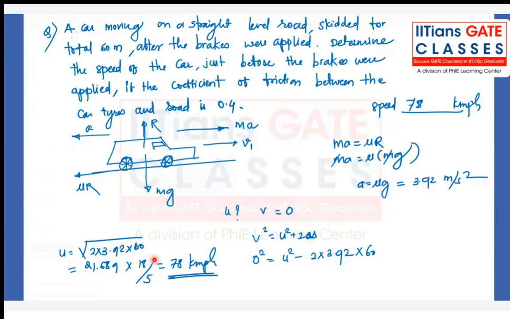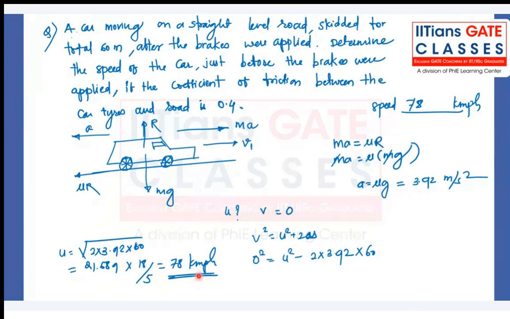In order to calculate a, we are applying the D'Alembert's principle here. That is, total force in the horizontal direction is zero. On the right hand side, we have the mass times acceleration force. On the left hand side, we have the frictional force. Frictional force is mu times R. And the D'Alembert force is mass times acceleration. From the vertical equilibrium equation, you know that R is equal to mg. So you can replace R with mg, m will get cancelled, a will be equal to mu times g. Mu value is 0.4, g is 9.81, you will get 3.92 as acceleration. Just put it here, you will get the value of u.